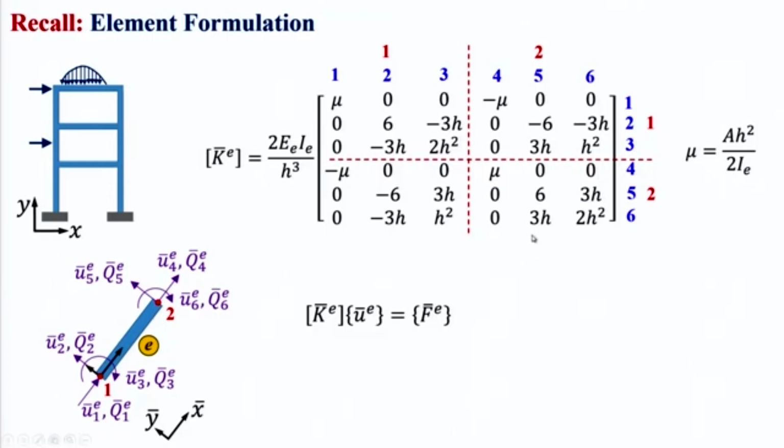Now, this is a brief review of what we know about the frame element. This is essentially the combination of truss and beam. This gives you the stiffness matrix, and again the red color 1 and 2 are the node numbers. This element is connected between node number 1 and 2, and 1, 2, 3, 4, 5, 6 are the degrees of freedom. The element level equation is this, where K bar is the element stiffness matrix, U bar is the element level degrees of freedom, and Fe bar is the element level force vector.